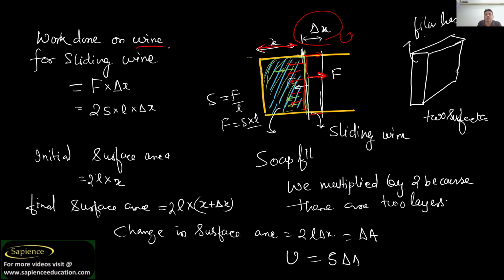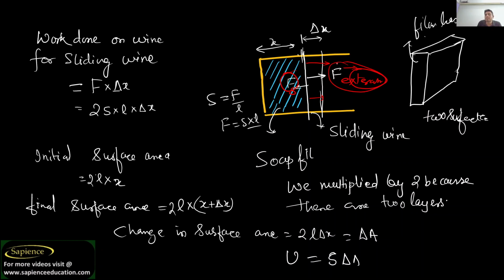So work done on a sliding wire is equal to force into displacement. Now, how much force are we applying? See, surface tension is the force due to surface tension, and this is your external force, right? So can we tell that if we apply a force equal to surface tension, then we are able to displace it slowly? So what is happening here?